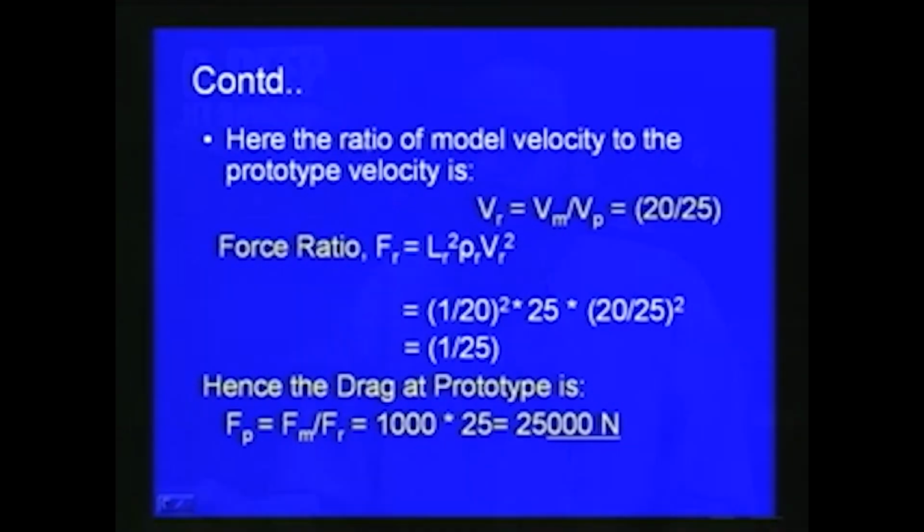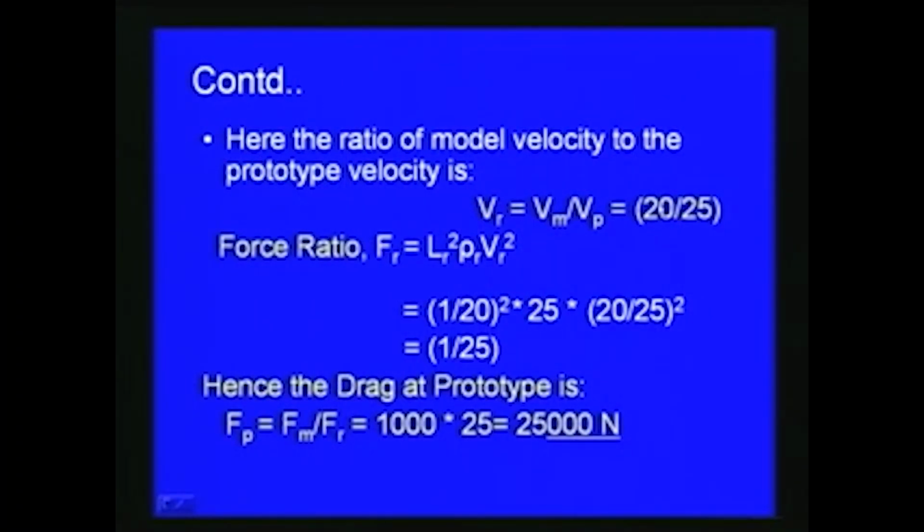So, now the ratio of the model velocity to the prototype velocity is Vr is equal to Vm by Vp. So, that we can get as 20 by 25, and the force ratio, as we have seen, we have to consider the drag force here. So, force ratio is equal to Lr square rho r Vr square. So, the length ratio is considered as 1 by 20. So, 1 by 20 square, rho r is 25. So, Vr is 20 by 25. So, 20 by 25 square. So, this we can get as 1 by 25. So, force ratio with respect to the model and prototype comes 1 by 25.